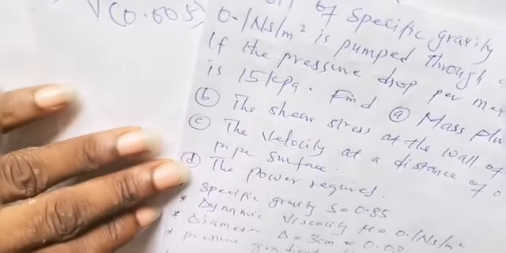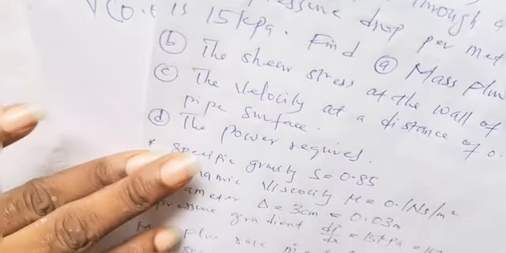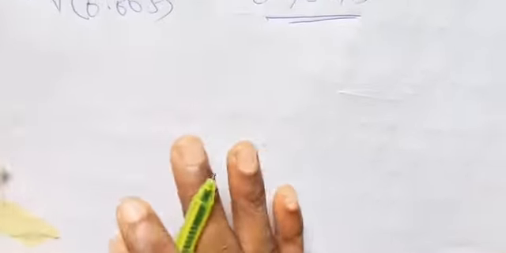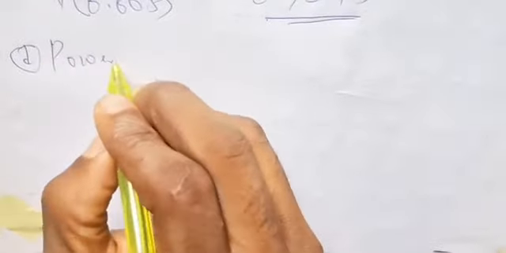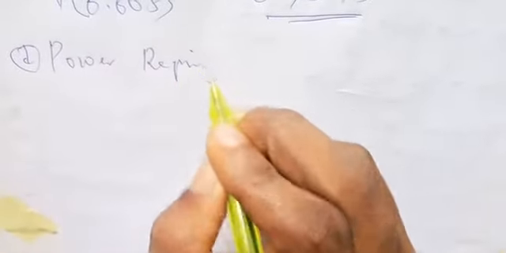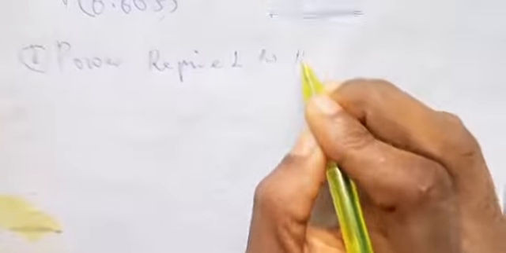Alright, finally, the final question says calculate the power required to maintain the flow. Power required to maintain the flow. That's question D.